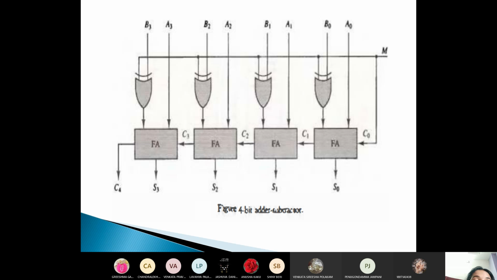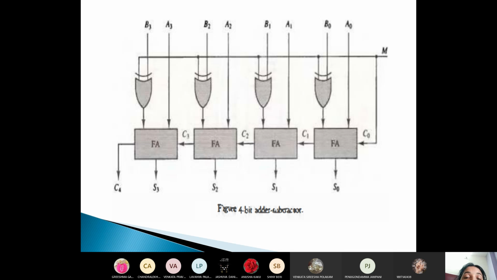C is equal to 1, we can write B's inputs are all the complement, and one is added to the input carry. The circuit performs the operation A plus 2's complement of B for unsigned numbers. This gives A minus B if A is greater than B, or the 2's complement of B minus A if A is less than B. For signed numbers, the result is A minus B. So this is called the binary subtraction.